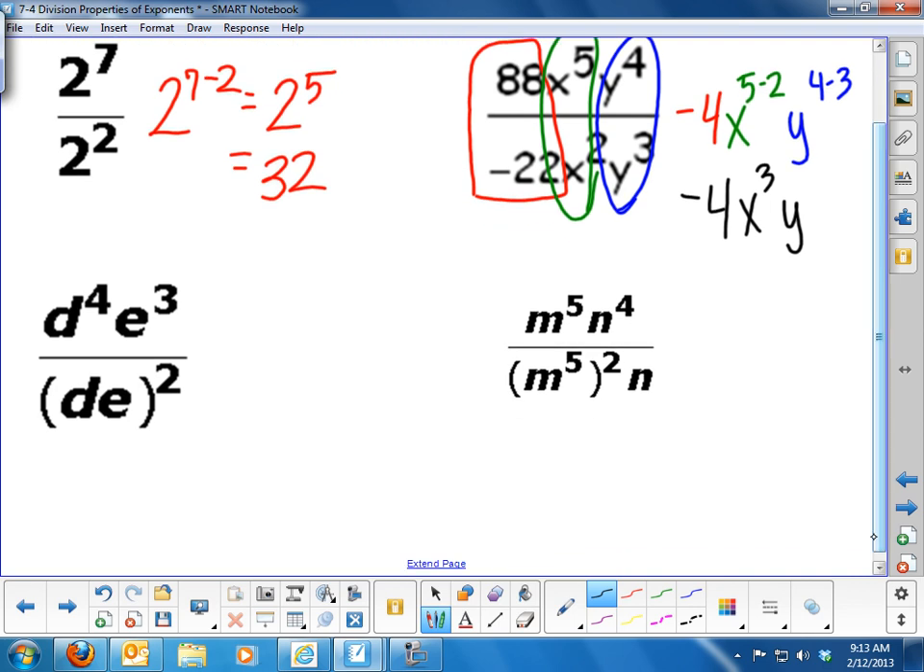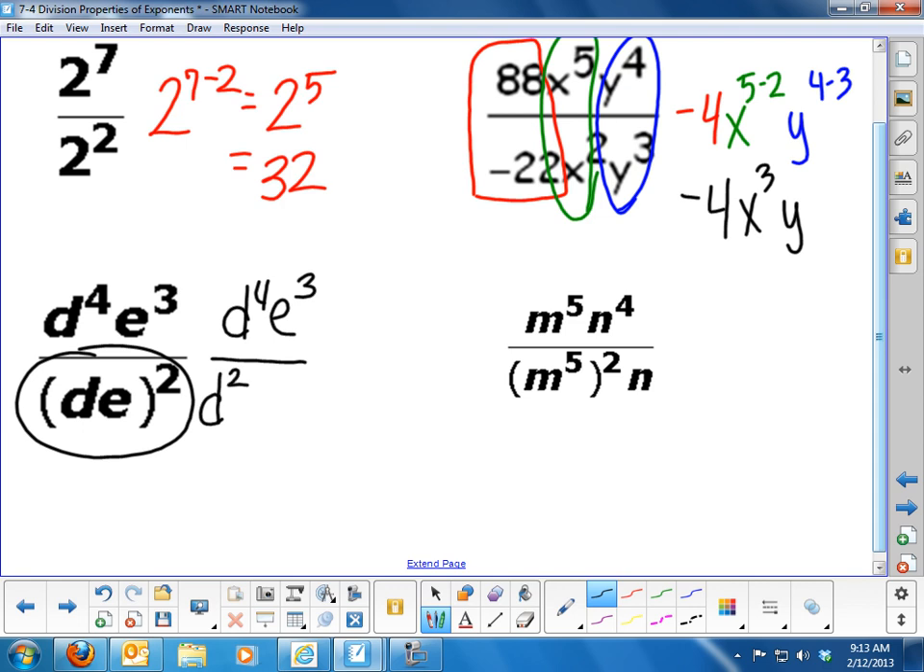All right, next example. D to the 4th, e to the 3rd. Nothing in the numerator I need to simplify right now, so I'm just going to rewrite it. Now this denominator here, I noticed that this involves a multiplication property that I learned. This property is, I need to give the 2 exponent to everything that's in my parentheses. So the d is now going to be squared, and my e is squared. That squared on the outside applies to both the d and the e.